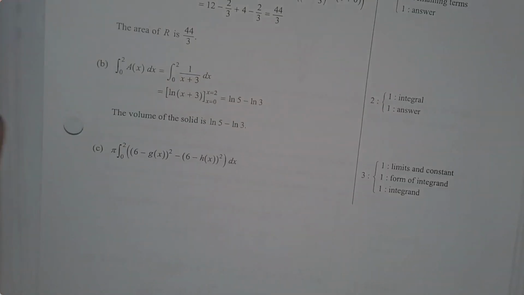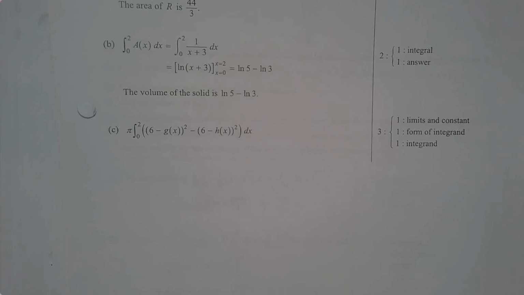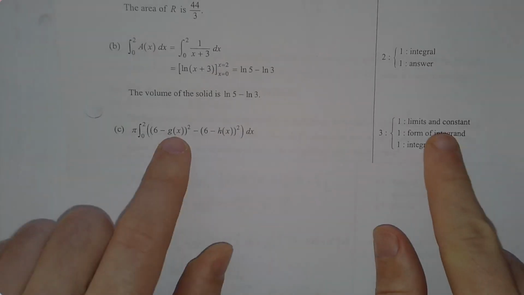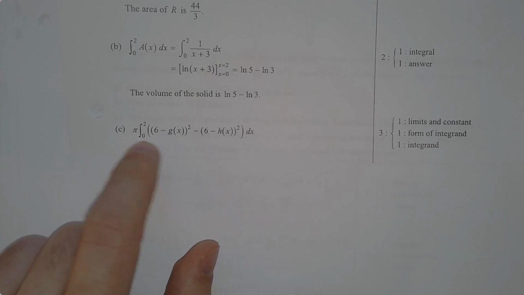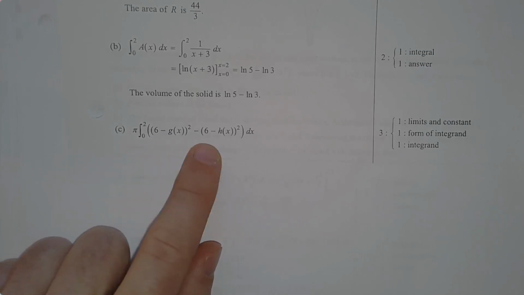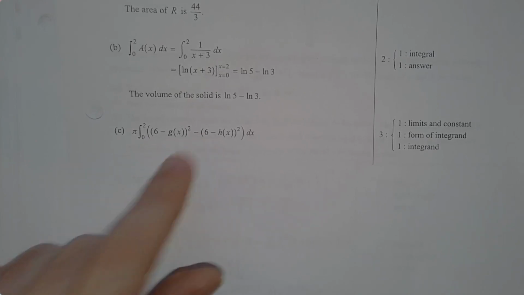Let's make sure we got that all right here. Yeah, so the limits, and I assume the constant's referring to the pi. So just for getting 0, 2 and the pi, you get a point there. The form of the integrand, I assume that just means that it's something squared minus something squared. And then the integrand itself just being the right big R and the right little r.